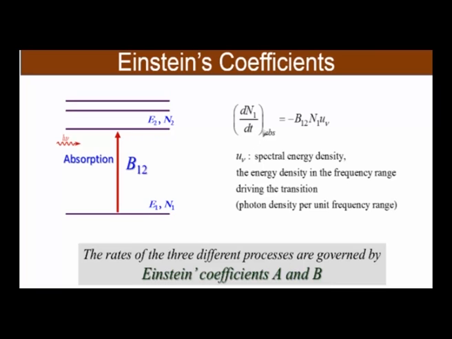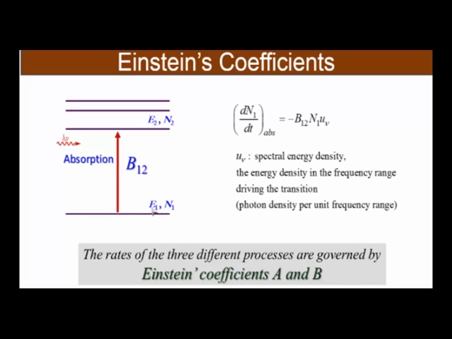Now Einstein describes that this is equal to minus B12 N1 U nu. U nu is the spectral energy density as I have defined it, N1 is the number in the ground state, and B is the proportionality constant. So what it says is the rate at which the number decays is proportional to the number already present, N1, and it is proportional to the energy density which is causing it. The proportionality constant is the Einstein coefficient B12. There is a negative sign which says it is a decay, in the sense the number decreases.